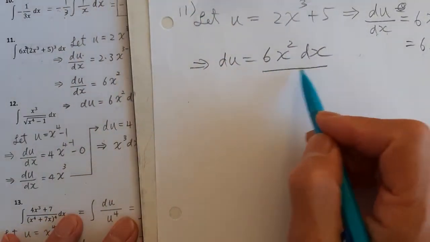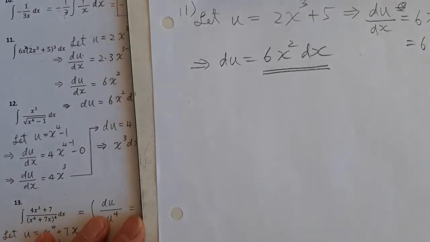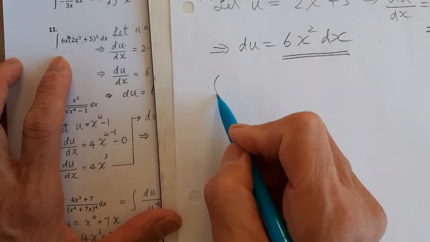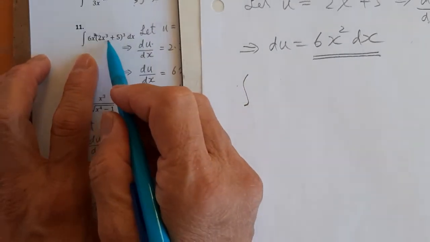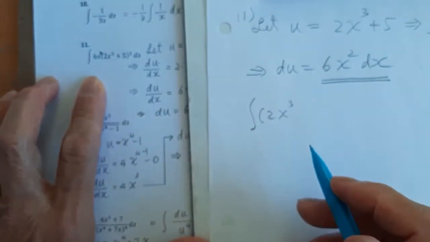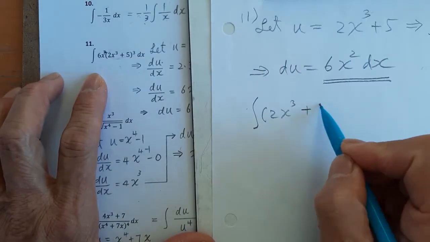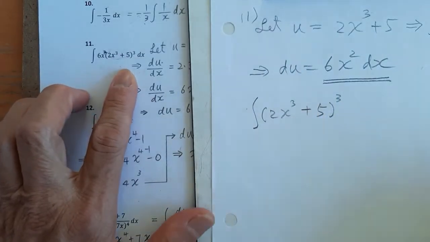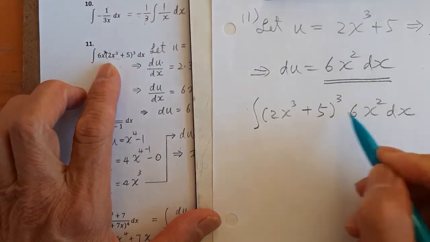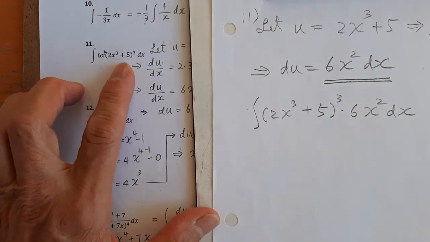And you look at this one. The question here is the integral of (2x cubed plus 5) cubed times 6x squared dx.